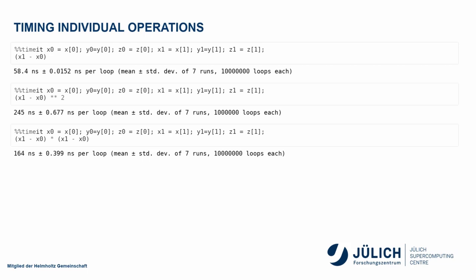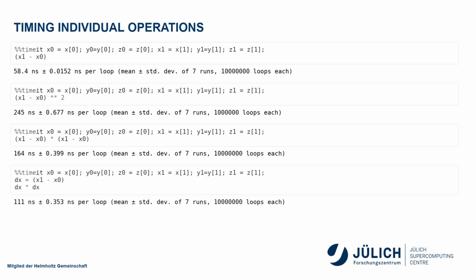Okay, so, well, of course now I'm calculating the difference twice. If this were compiled, this wouldn't be an issue. Every compiler is smart enough to calculate this once and then multiply it with itself. But we are not using a compiler. We are using an interpreter. So maybe I should first calculate dx and then take dx times dx. And actually, yes, that gets me down to 111 nanoseconds.